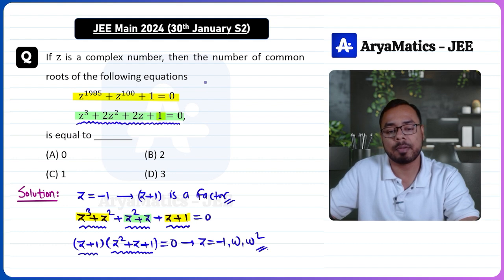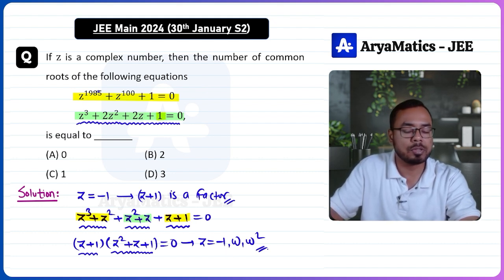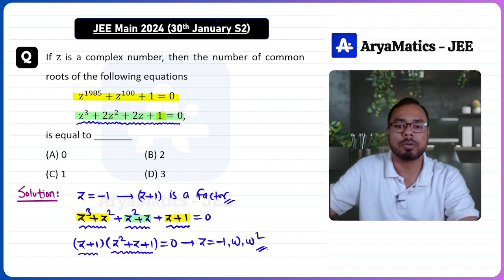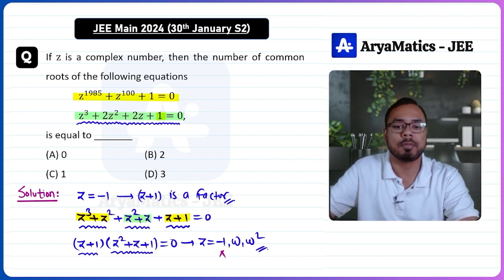So let us check one by one. If I take z as -1, then -1 raised to an odd power will be -1, and -1 raised to an even power is +1, plus 1. Right? So we are getting the left hand side as 1. So -1 will not satisfy. Right? -1 cannot be a common root because it is not a root of the first equation.